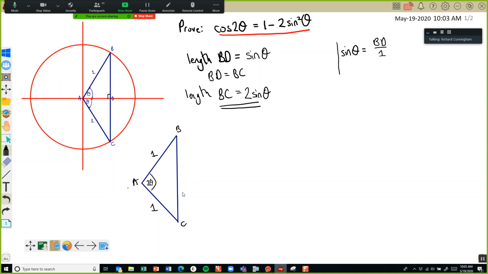So if I was going to use the cosine rule on this, I've got two sides and the angle in between. So it would be BC squared, so this side squared is equal to AB squared, plus AC squared, minus 2 times AB times AC times cos of the angle in between the two sides.